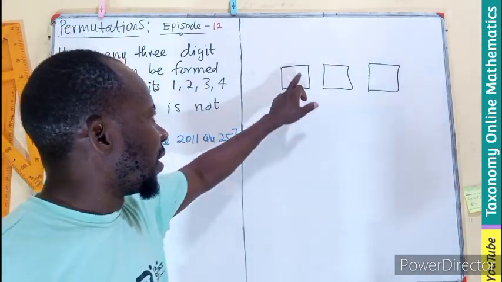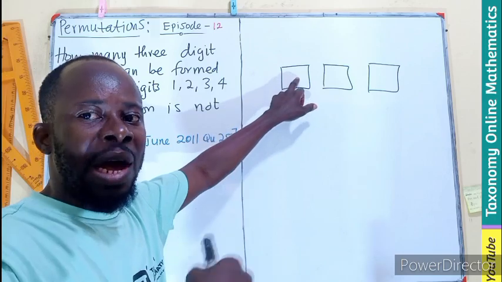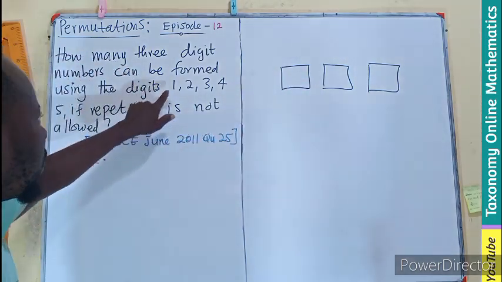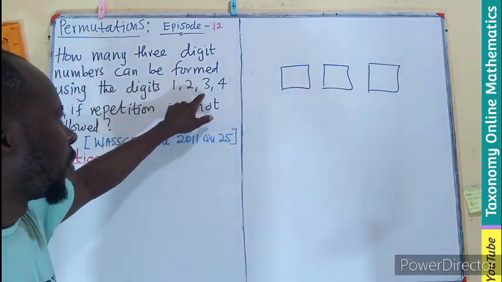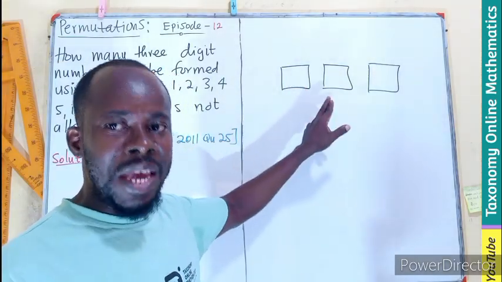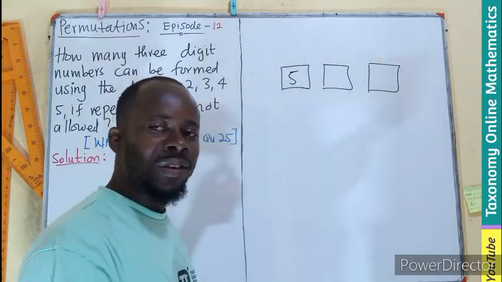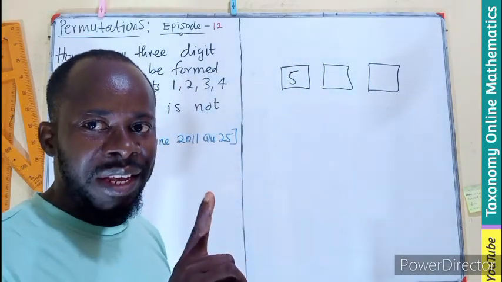Now, for the first digit, we are going to find out how many possible numbers we are picking from. We are picking from 5 different numbers: 1, 2, 3, 4, 5. Which means any of these 5 numbers can begin the first digit. So I have 5 ways of picking the first digit.